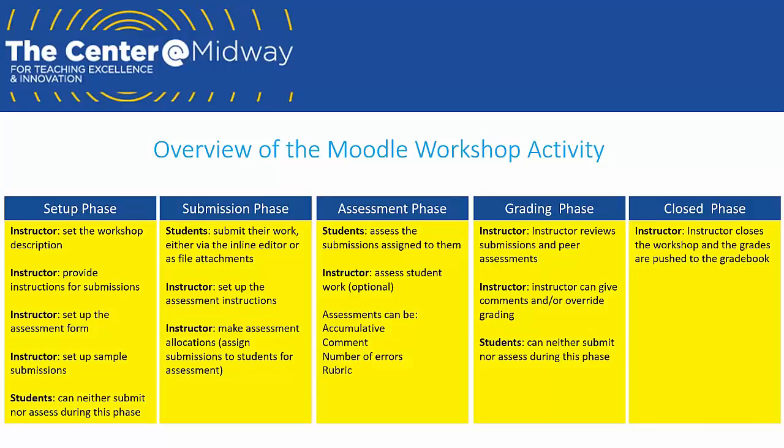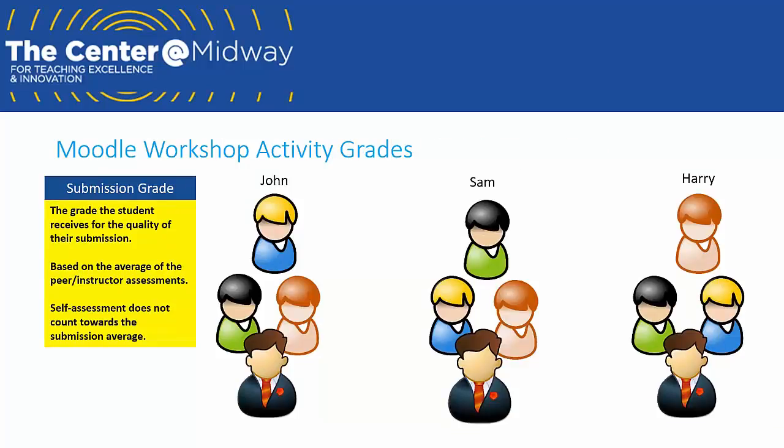Remember, in the closed phase, the students are going to see a grade for their submission, and they're going to see a grade for their assessment of their peers' submissions. So let's look for a second at how those grades are determined. First of all, let's look at the submission grade. Suppose that you've got a class, and in the class you've got John, Sam, and Harry.